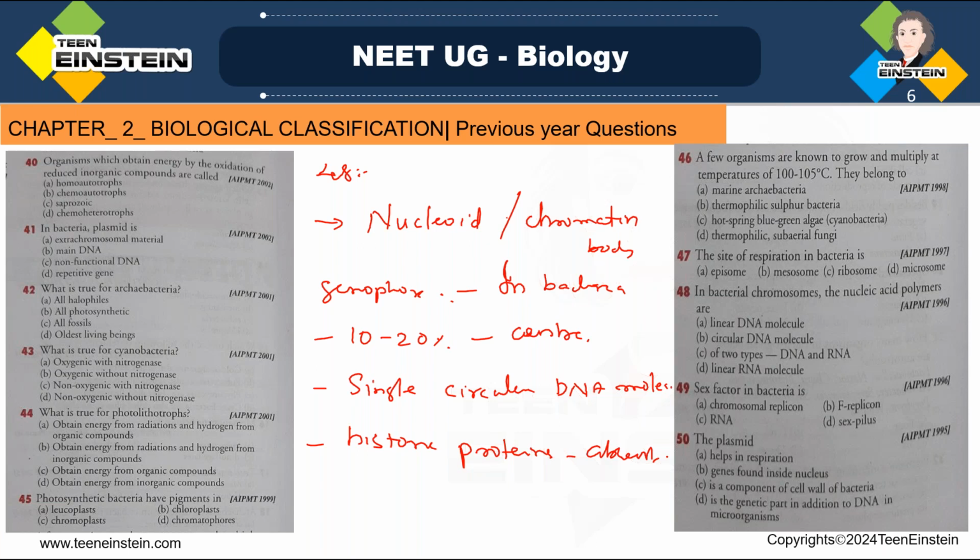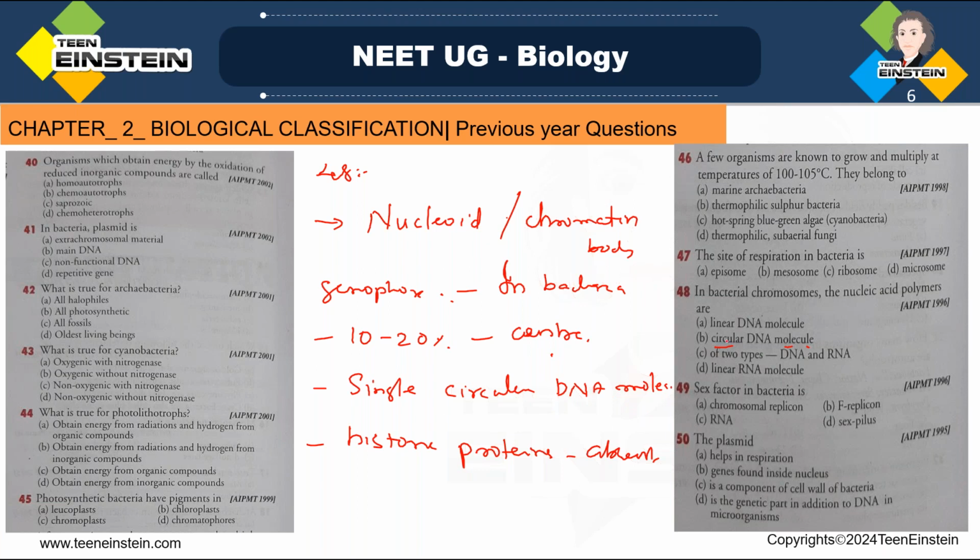So here option B says it's a circular DNA molecule. Right, we said some more points. The nucleoid or chromatin body or genophore in bacteria, that is the bacterial chromosome part. It covers around 10 to 20 percent of the bacterial cell, and it is present in the center. And this is a single circular DNA molecule.